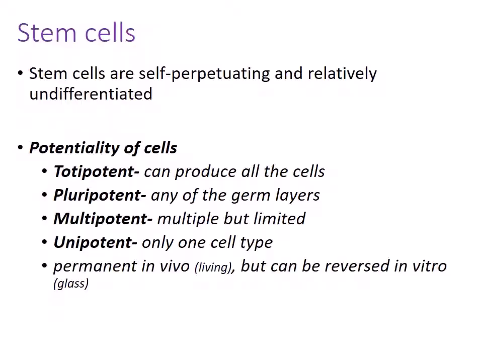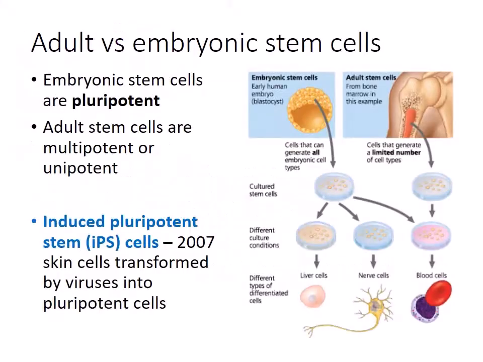As far as potentiality goes, in living organisms, this is permanent. So in vivo, it's permanent, but it can be reversed in vitro, which means in glass, but that just means in a lab setting. You've likely heard of embryonic stem cells before, because of their potential for research. Embryonic stem cells are pluripotent, meaning they can make a number of different kinds of cells. And adult stem cells are either multipotent or unipotent.